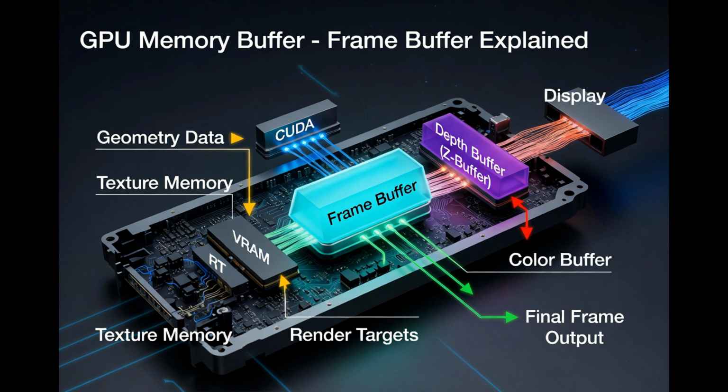VRAM. VRAM, Video Random Access Memory, is the GPU's dedicated memory, but it doesn't just store images. It stores frame buffers, textures, depth maps, shaders. Think of VRAM as a workspace for rendering. If VRAM is insufficient, textures get downgraded. Performance drops, stuttering occurs. VRAM is not about speed alone, it's about capacity to handle complex scenes.